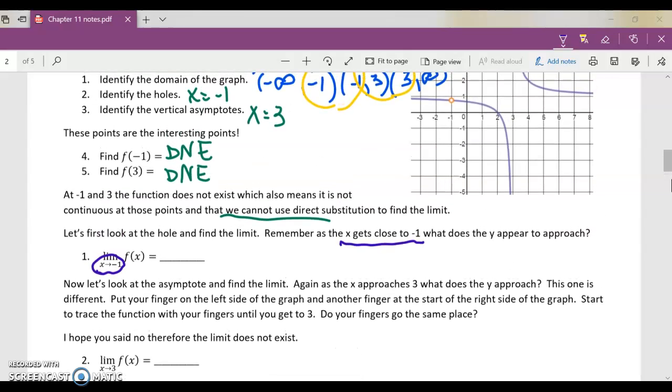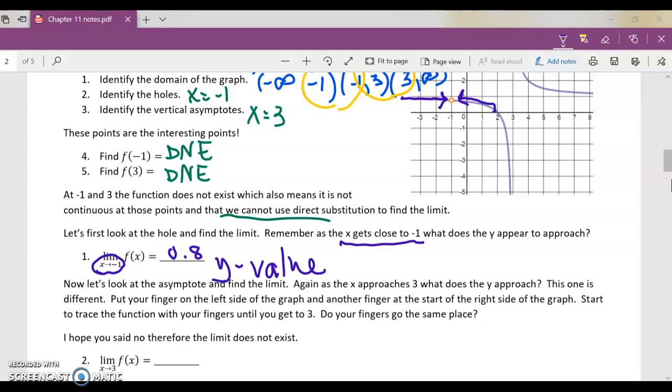But as x gets close to -1, so I come from the left and I come from the right, numbers that are littler and numbers that are bigger, it looks like maybe we're approaching, let's say like 0.8, 0.9. You're kind of estimating there since it's not exact. But that's the y value. Remember, this answer is always going to be a y value. So at a hole, you do have a limit. The left side and the right side do approach the same thing.